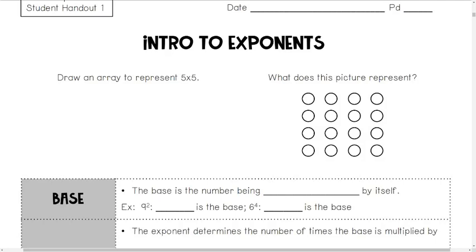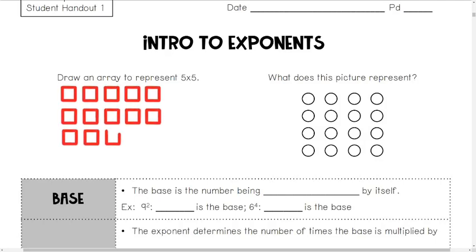Now an array is just a grouping, so if it's a 5 by 5 grouping, that means we're going to have 5 boxes by 5 boxes, which gives us a grand total of 25 boxes in this location. So when we look at that, if this is 5 by 5, we could write this different ways, and that's why we start using exponents. And then thinking about that, if this represents a 5 by 5, what does this picture over here represent? Okay, moving on.